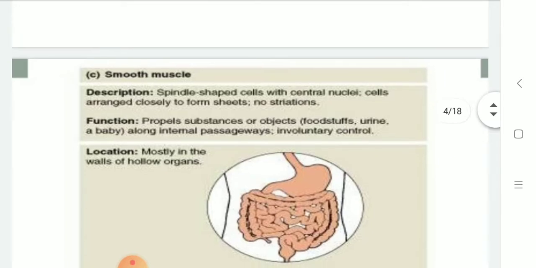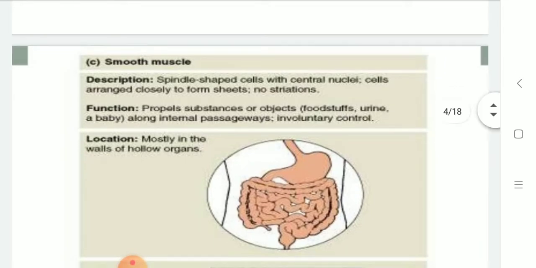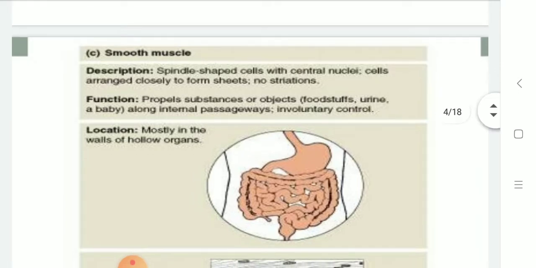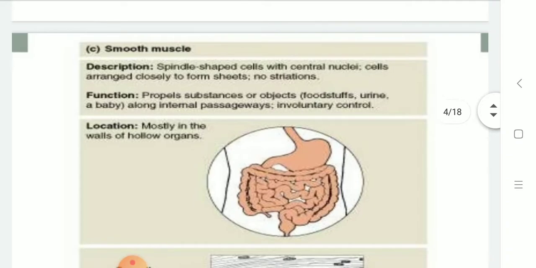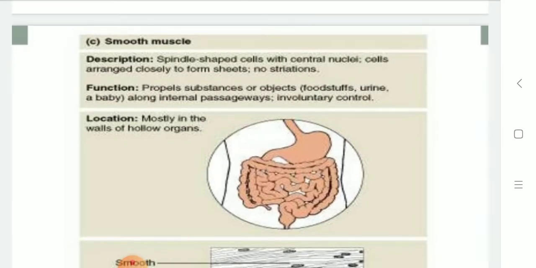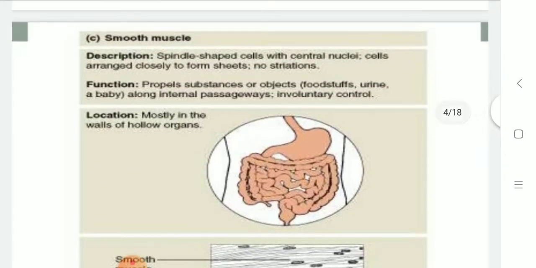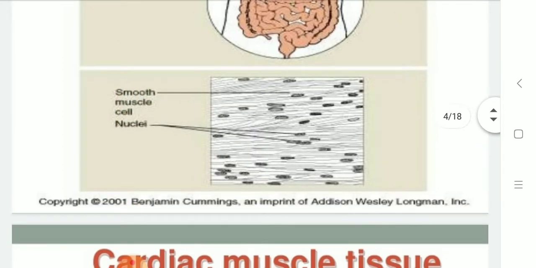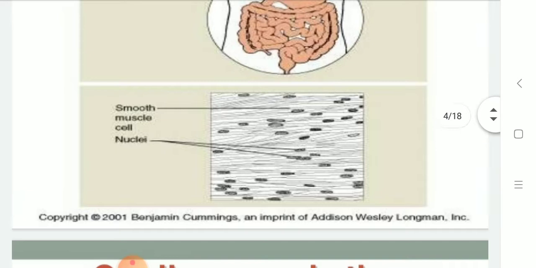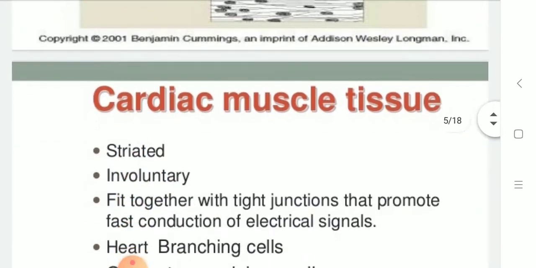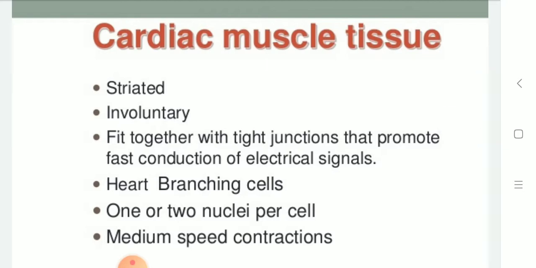Description: spindle-shaped cells with central nuclei, cells arranged closely to form sheets, non-striated. Function: propels substances or objects, foodstuffs, urine, a baby, along internal passageways, involuntary control. Location: mostly in the walls of hollow organs. This is the diagram and example of the smooth muscles. In the microscope, we can see the smooth muscle cell and nuclei.